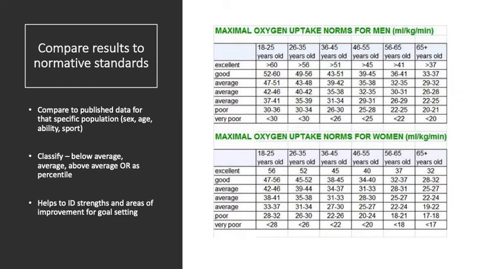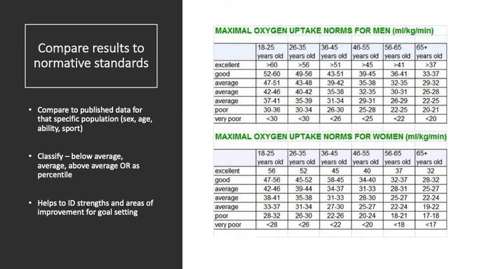So essentially you compare their data to published data for that specific population for sex, age, ability, and sport. And you either classify them as below average, average, above average, or as a percentile. In this case, in this chart, we see very poor all the way to excellent. So once we've classified an individual, this helps us identify their strengths and areas of improvement for goal setting.